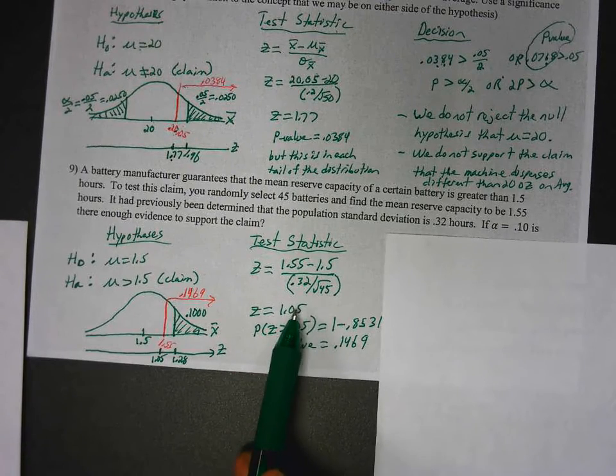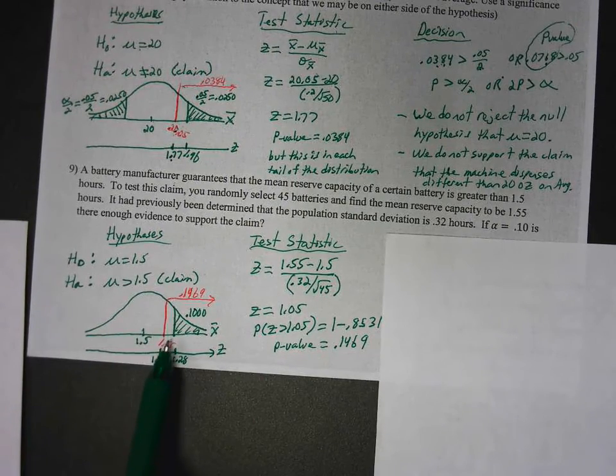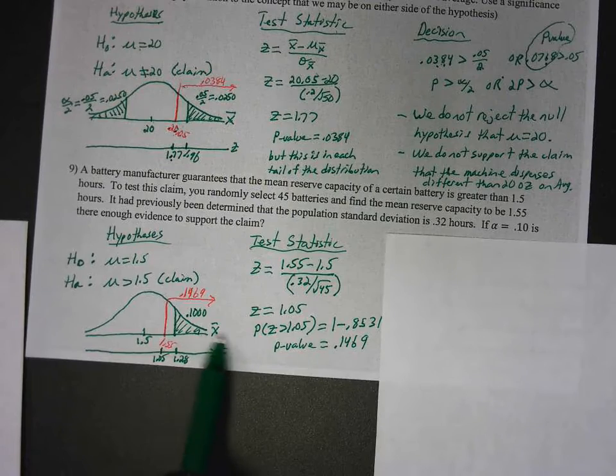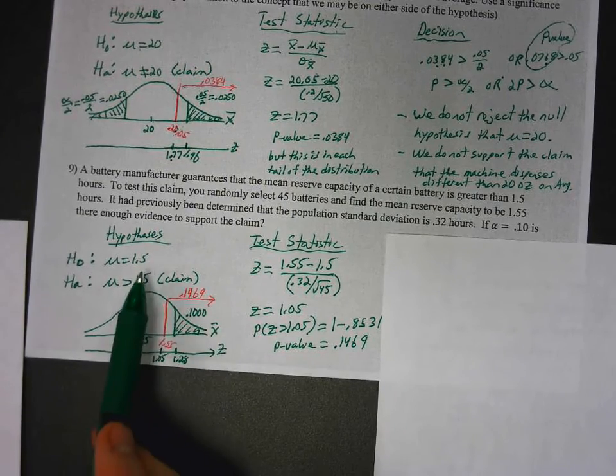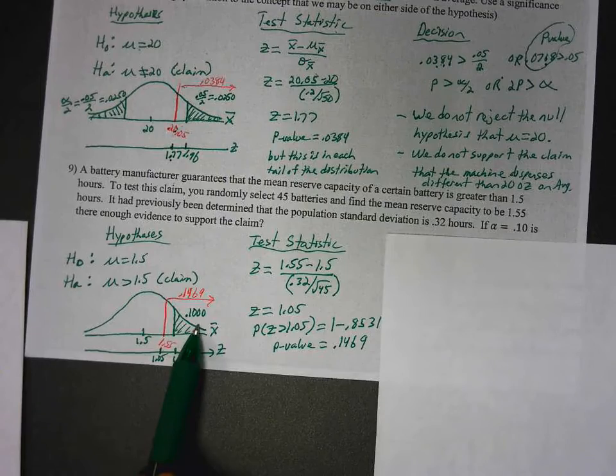That gives you a z-score of 1.05. And we're looking at mu being greater than 1.5, so we're looking at the right-hand tail of the distribution. If that was mu is less than 1.5, then it would be shaded to the left over here and not over this way, to the right.